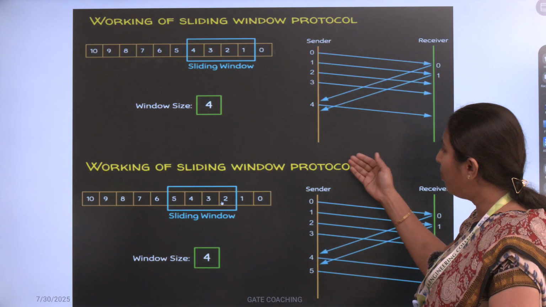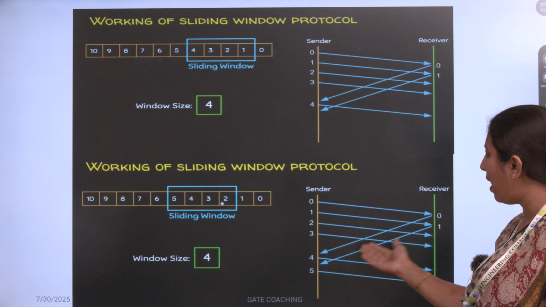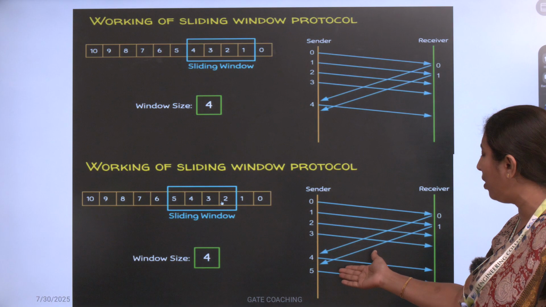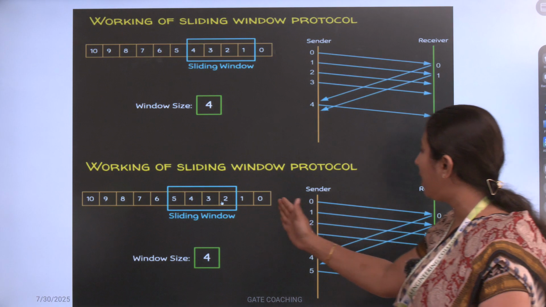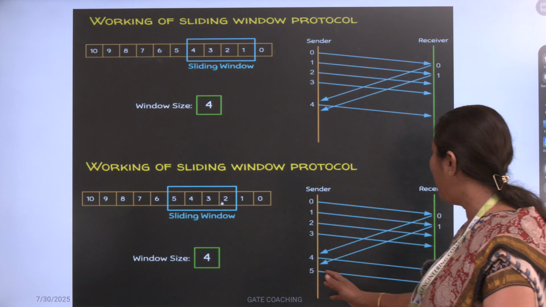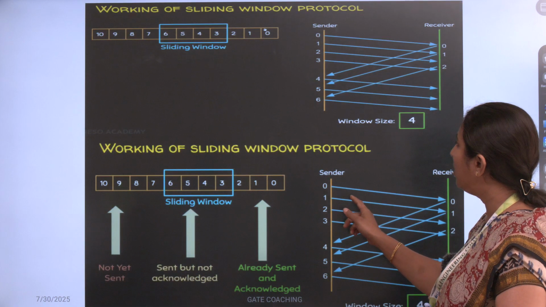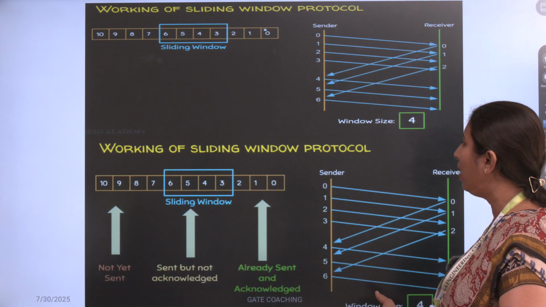Now we are again receiving the acknowledgement for frame 1. After receiving the acknowledgement for frame 1, the sliding window will be moving to the next one, sending frame 5 to the receiver. That's what is happening over here. So this is how the sliding window protocol works.